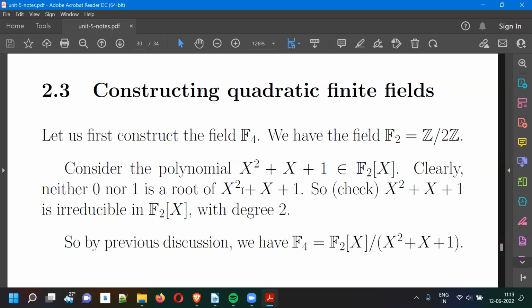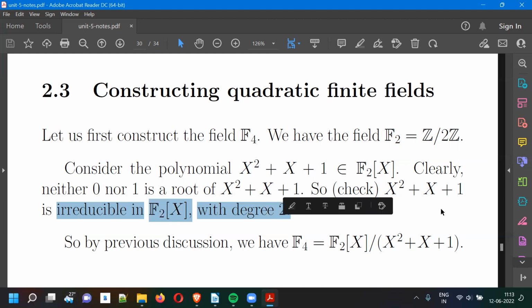So neither 0 nor 1 is a root of x square plus x plus 1, because if you put x equal to 0, it gives 0 plus 0 plus 1, which is 1. Put x equal to 1, it will give 1 plus 1 plus 1, which is 3, but mod 2Z, 3 mod 2 is again 1. So 0 and 1 are both not roots. So this polynomial has no root in F2, and therefore x square plus x plus 1 is irreducible in F2[x] with degree 2.